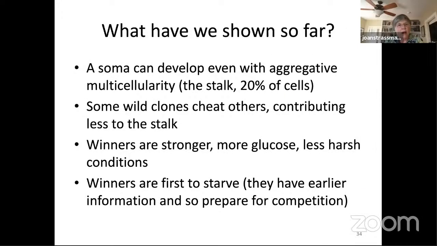All right, so far, I always have a short attention span, so I like to give lots of summaries. So for those of you who are checking your email, you're not behind. We've shown that a soma can develop even with aggregative multicellularity. In this case, it's the stalk, only 20% of the cells. We've shown that some wild clones cheat others, contributing less to the stalk. We've shown that winners are stronger, raised on more glucose, have less harsh conditions, and that they're the first to starve, which you might say means they have earlier information and so prepare for competition. So I'd say so far a behavioral ecology approach to this system has been good.